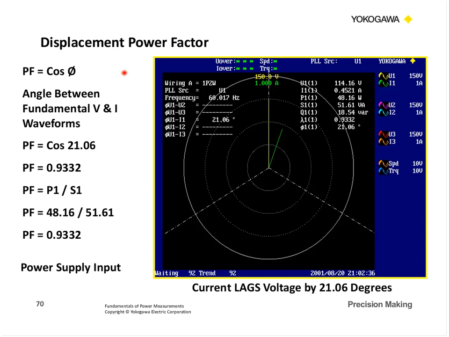So if we look at the displacement power factor now, the angle between the voltage and the current, I use my vector diagram. I got a 21 degree phase shift right here. So the power factor is the cosine of 21.06, which is 0.9332. Now if we take our watts divided by the VA, we measured the watts over here at 48.16, the VA at 51.61, and we come out with 0.9332, exactly the same. So this is on a sine wave, using the displacement power factor.